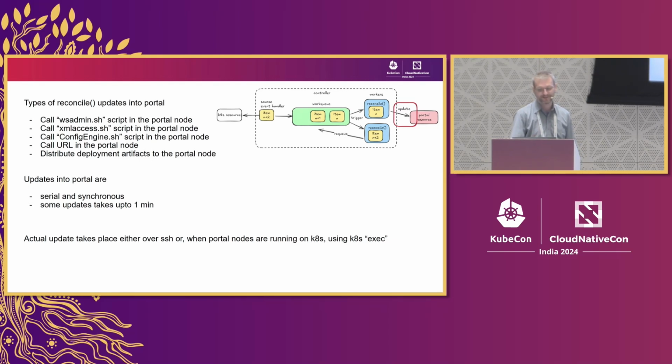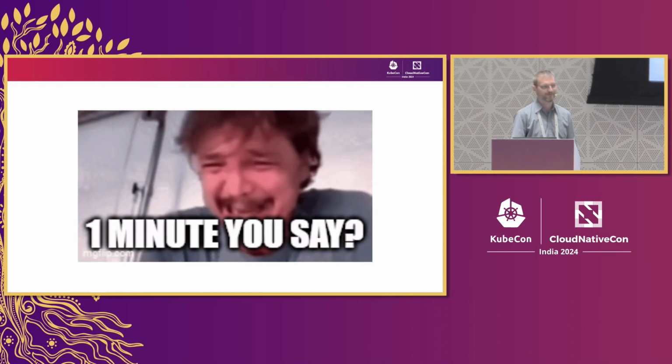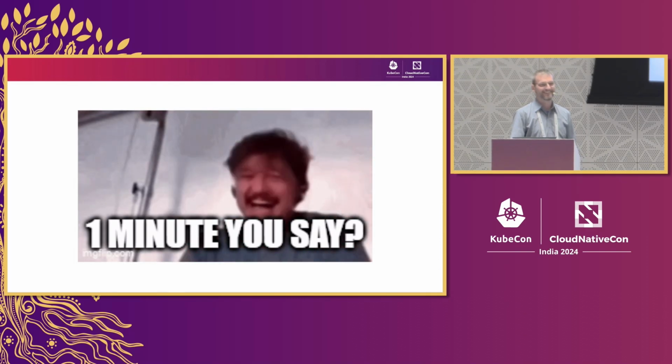Updates into the portal, unfortunately, are serial and synchronous. That means you can only call one script at a time, because the state in the portal is shared. It only allows one modification at a time. And synchronous means that you have to call the script and wait for it to complete. If you do not wait, it will simply roll it back. Another problem is that some of these updates can take up to 1 minute. It depends on how it runs. We can do it by SSH to an external machine and call the scripts, or use kubectl exec from the API. So 1 minute, that sounds like a long time. I don't know if you have any reconciliations that take one minute.